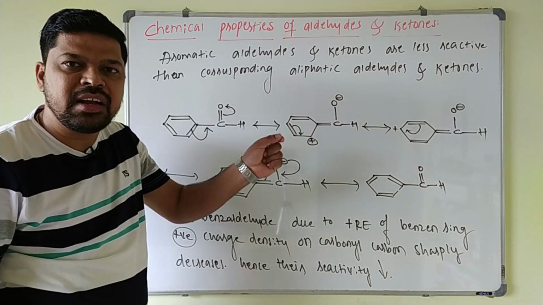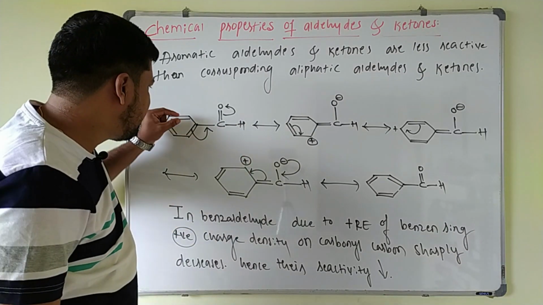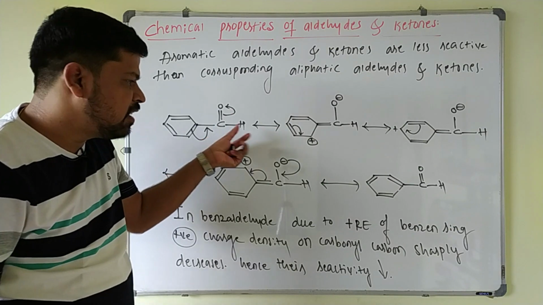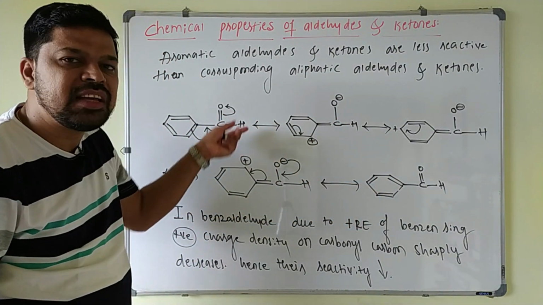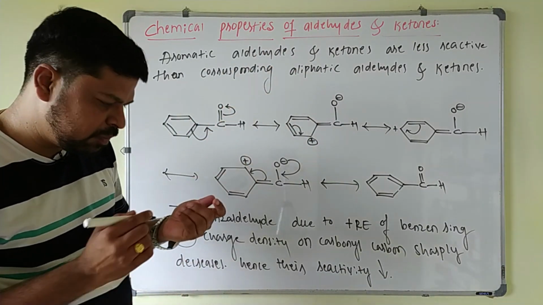charge on the carbonyl carbon is due to the powerful resonance effect, that is due to the transfer of pi electrons towards the carbon atom. Therefore the positive charge density on the carbonyl carbon sharply decreases, therefore these aromatic aldehydes are less reactive than what? Aliphatic aldehydes. You will write the order now.